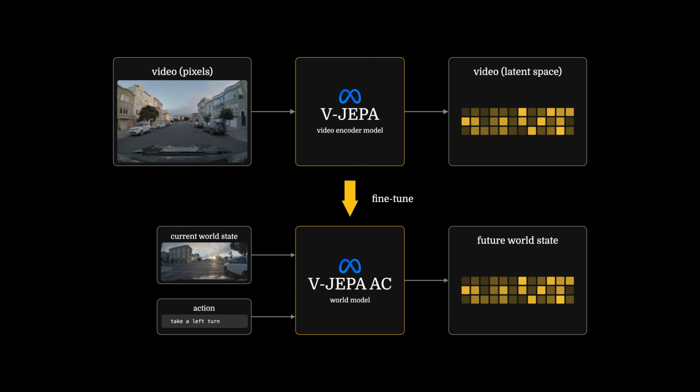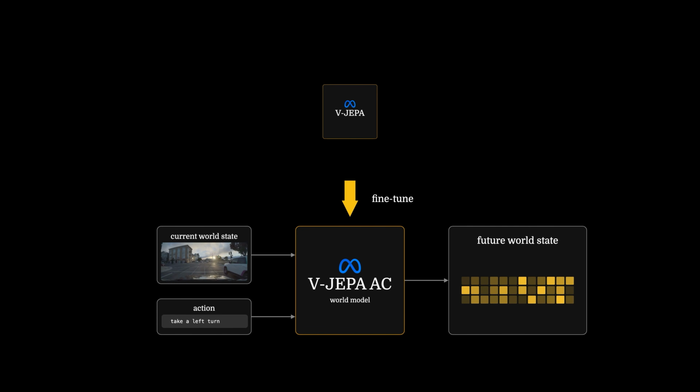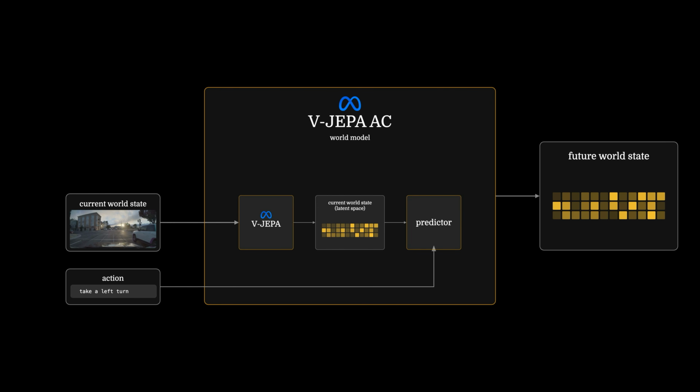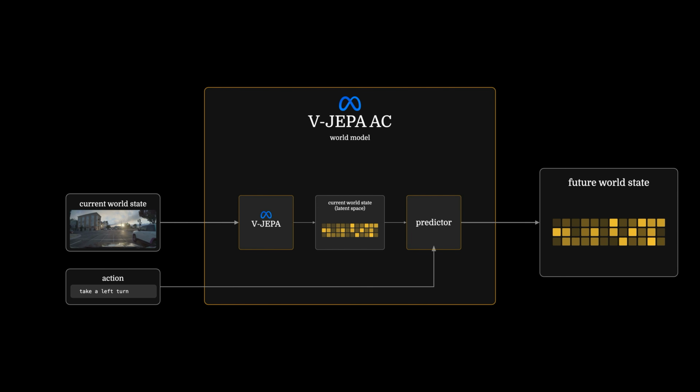AC stands for action conditioned, because compared to the base model, it can take in an action in addition to the video input. Under the hood, VJEPA AC puts together the pre-trained video encoder and the new predictor module. The predictor module takes in the current state of the world in latent form, as well as the action, and outputs the future in the same shape.